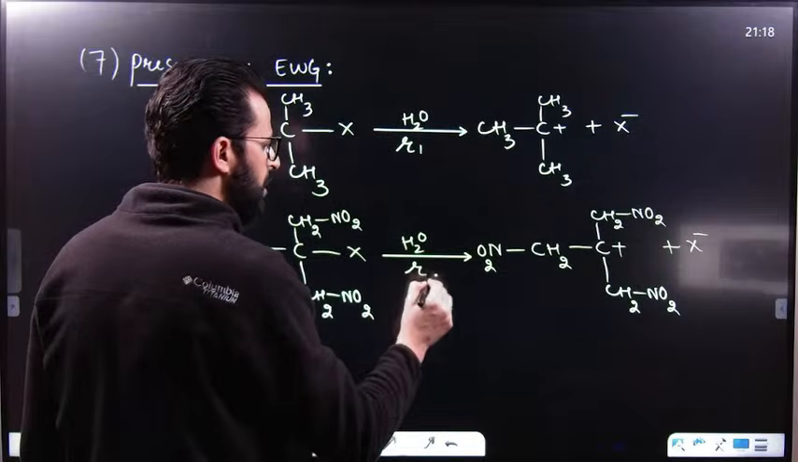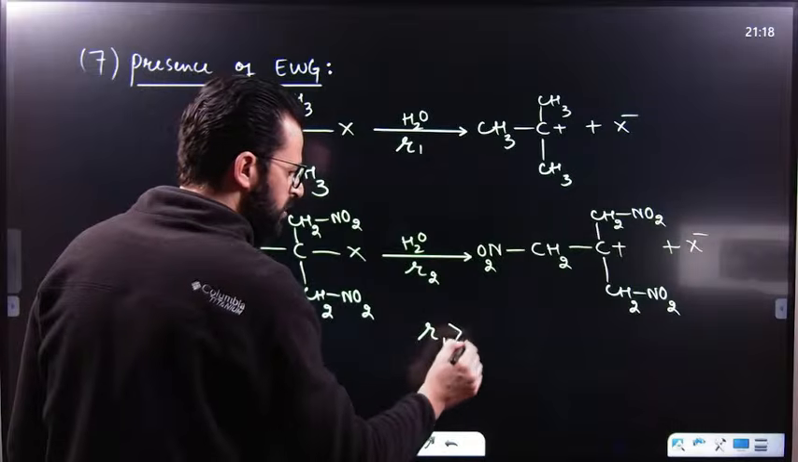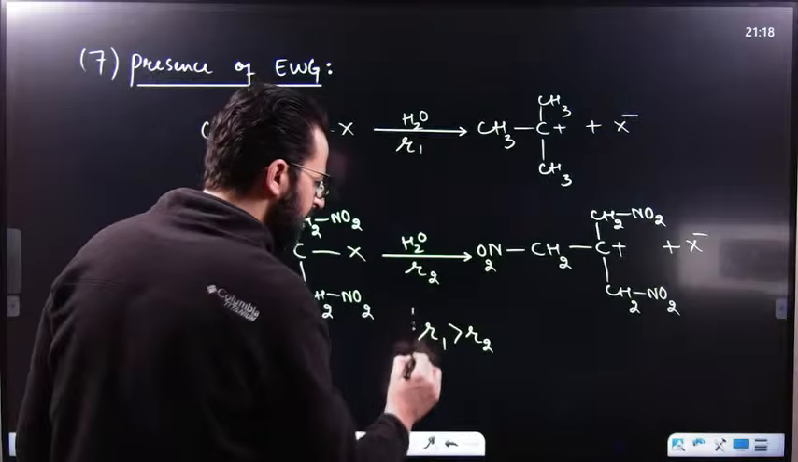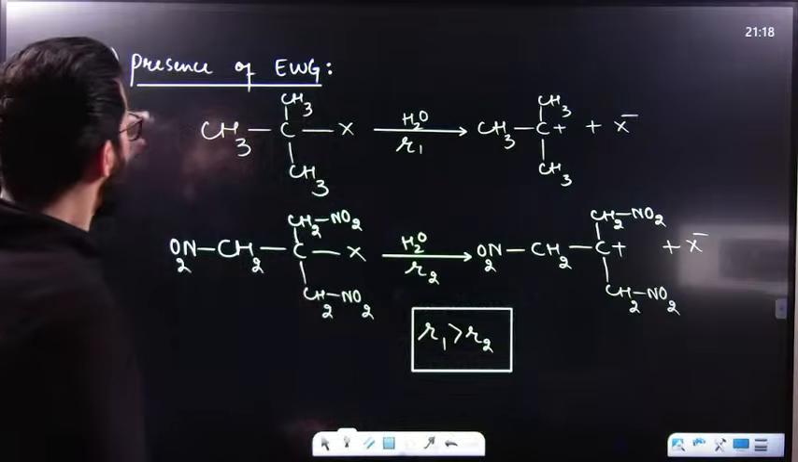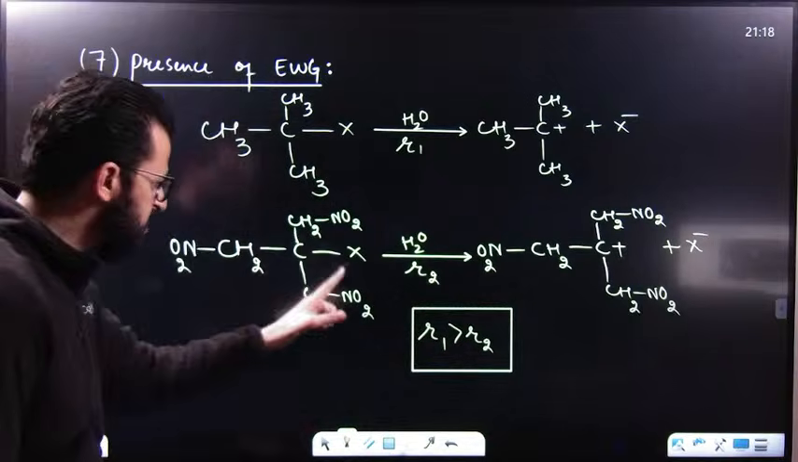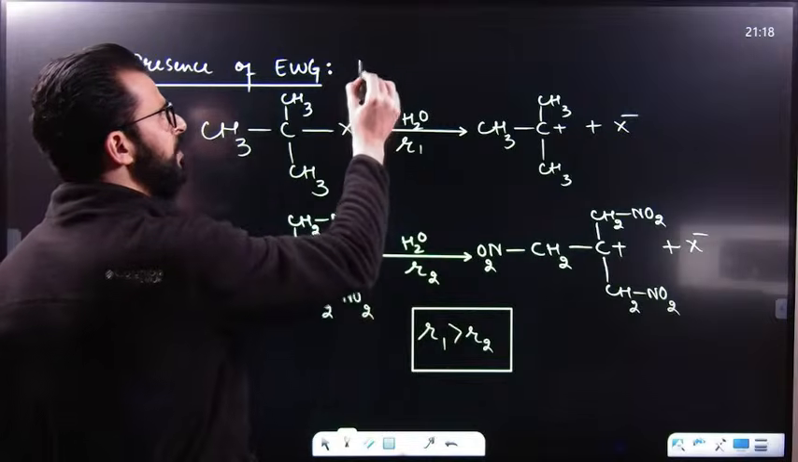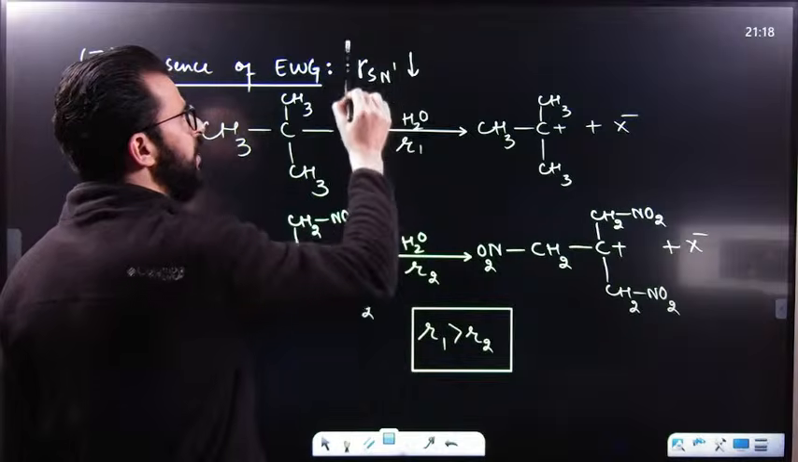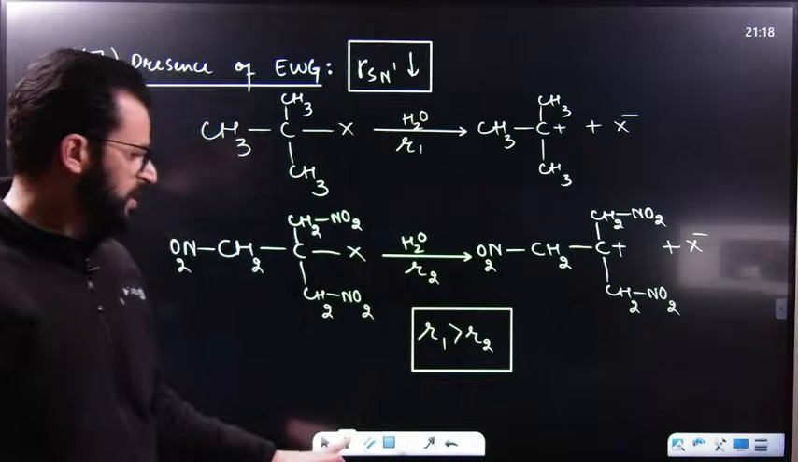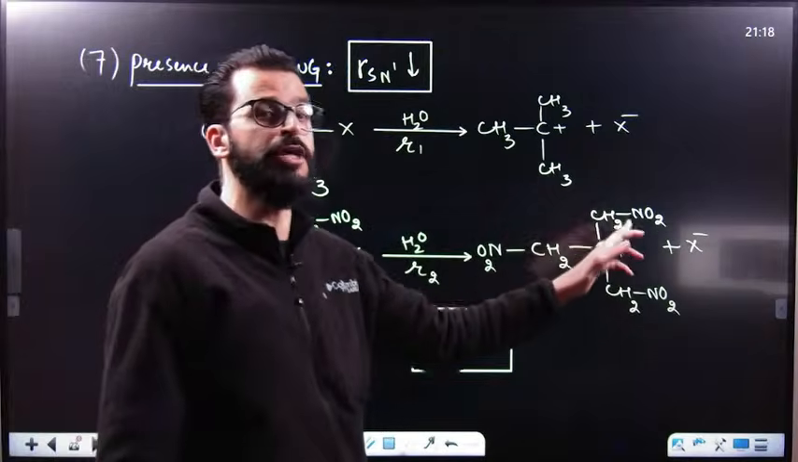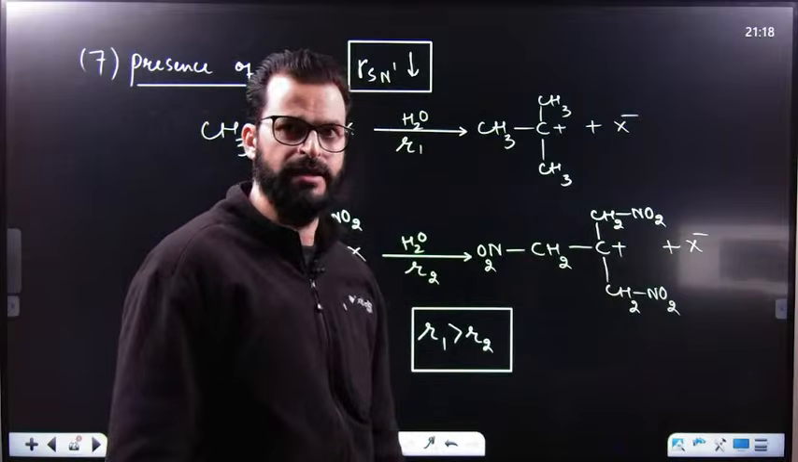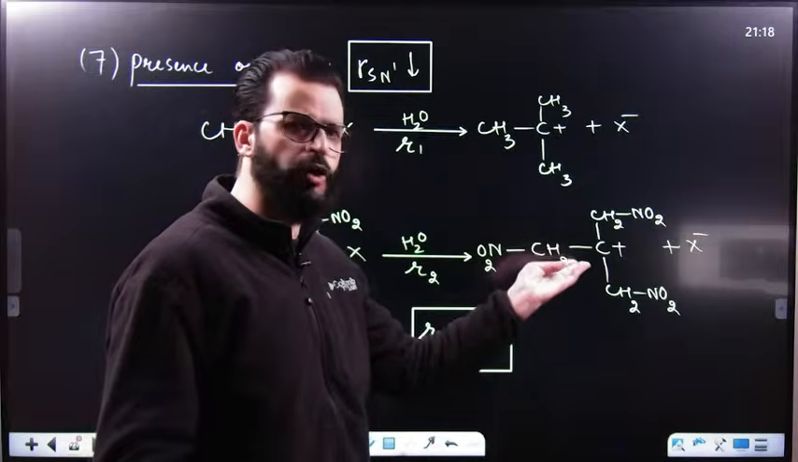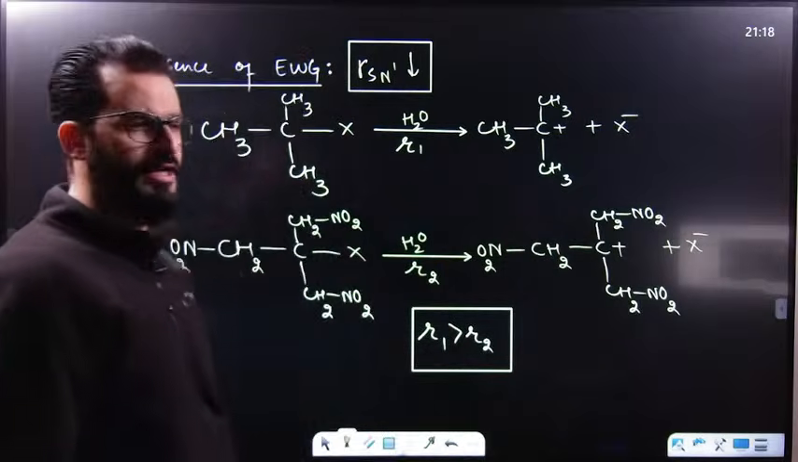So if this is R2, can I say R1 is greater than R2? So R1 is greater than R2. That clearly indicates whenever an electron withdrawing group is present in the substrate, the rate of SN1 is decreased. Why? Because such electron withdrawing groups destabilize the carbocation, and we know the rate of SN1 is directly proportional to the stability of the carbocation. If the carbocation is not stable, the rate of SN1 will decrease.